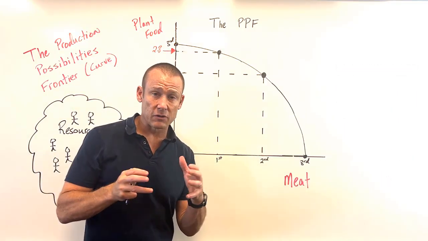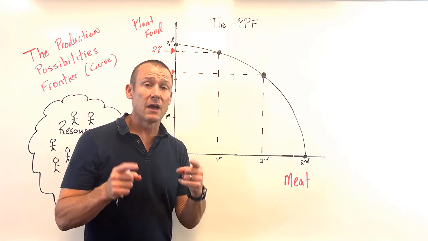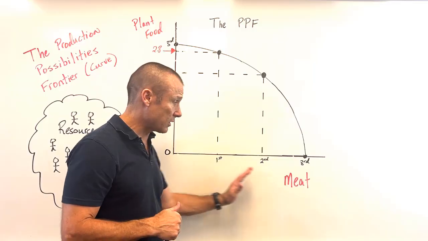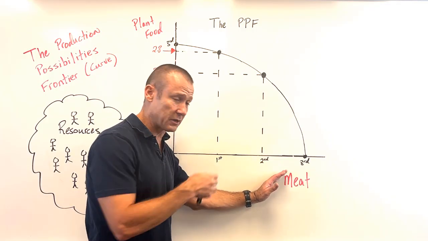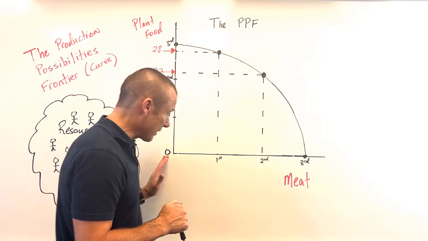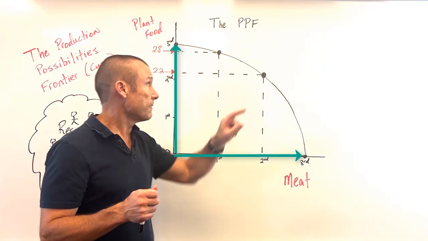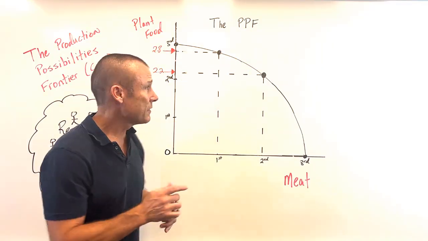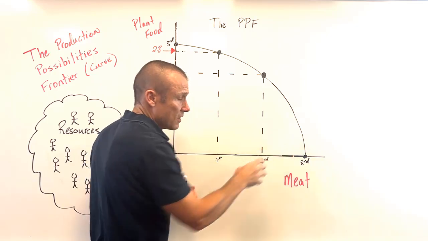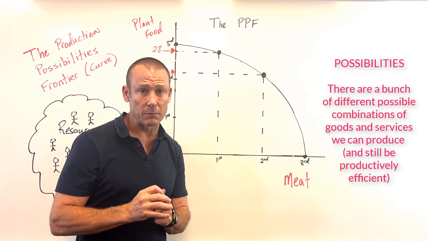Oftentimes in an introductory class, right after the PPC, you're going to get to things like supply and demand. On supply and demand, we do have the production of a good on the horizontal axis, but you've got price over here. For this model, we've got the production of a good and the production of a good. So we've got production. Possibilities is kind of what this is showing us. There are all these different possible combinations of the goods that we can produce.